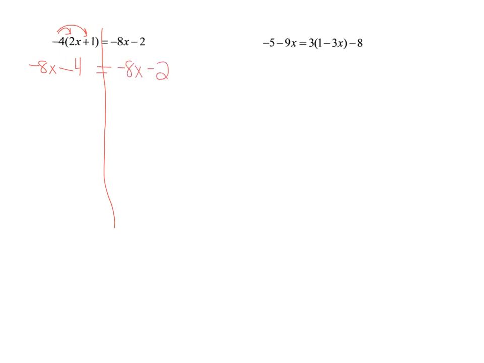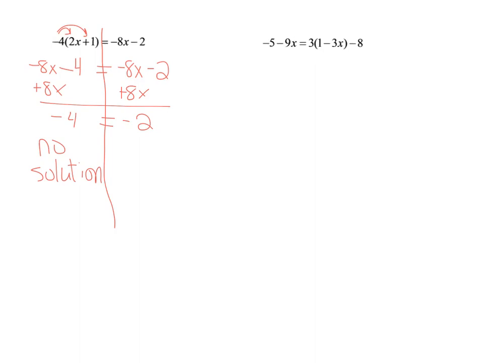Now at this point, you may go ahead and recognize that I've got the same variable, but two things that aren't equal on both sides. So negative 8x and negative 8x are the same. These two things are not the same. But if you don't see that, go ahead, add 8x to both sides, and I end up with negative 4 equals negative 2. How often does negative 4 equal negative 2? Never. So since you got a false statement, your answer is no solution.